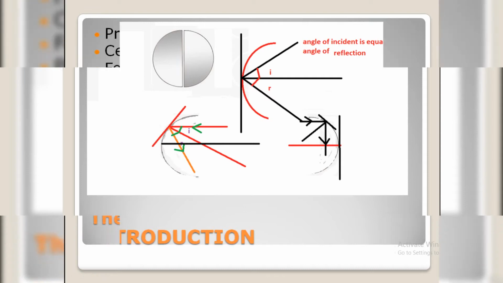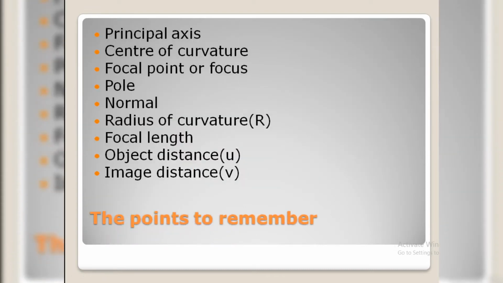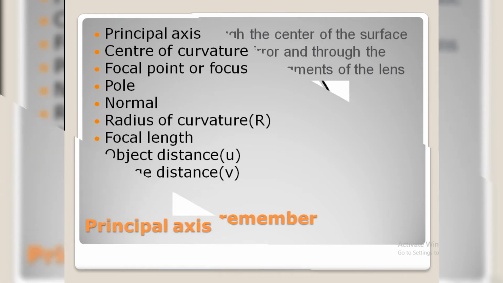With the help of this terminology: principal axis, center of curvature, focal point or focus, pole, normal, radius of curvature, focal length, object distance, image distance. With this terminology, we are going to learn what types of mirrors we have. There are two types of mirrors, sir: the concave mirror and the convex mirror. What is the terminology related to these mirrors? We are going to discuss it. Concave mirror means the reflecting surface is inwards. Convex mirror means the reflecting surface is outwards.